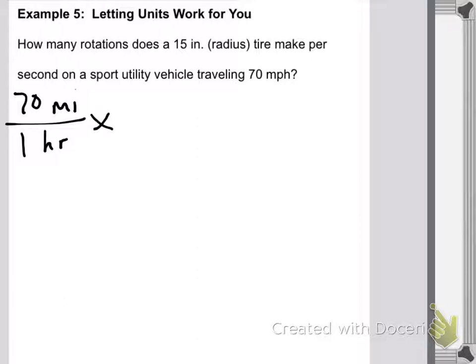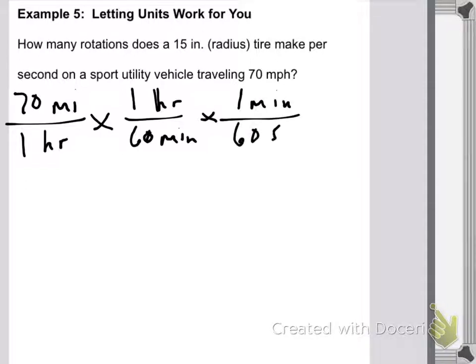Times. Well, how many minutes are in an hour? So I have 1 hour. 60 minutes. Duh. There's not 60 seconds in an hour, kids. But how many seconds are in a minute? 60. Okay. So here's what's happening. The hours cancel out. Now, that's as far as I can go with that.